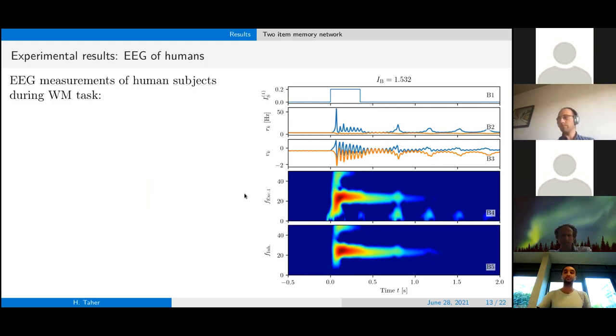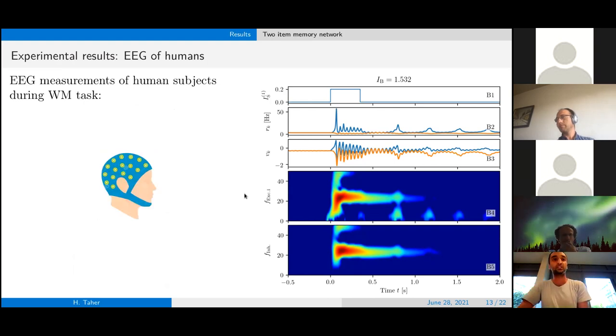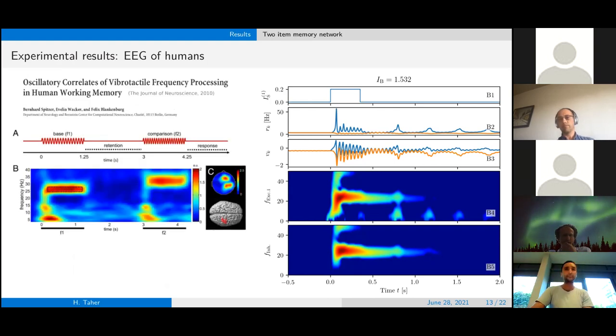The second experiment is with humans using EEG measurements. The type of experiment they perform is they use vibrotactile stimulation on the fingertip. So they put a device on the fingertip, which is able to produce different frequencies. And the subject can distinguish between different frequencies. So they can know if it's lower or higher frequency. The different frequencies basically correspond to different working memory information.